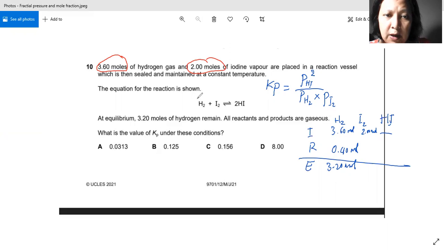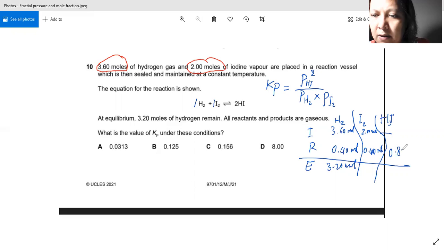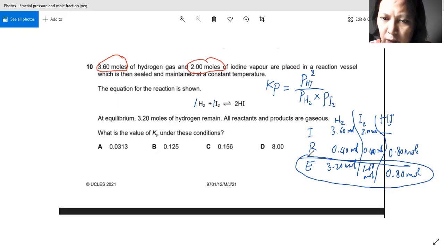So that's what reacts. Because the coefficient is 1 to 1 for the iodine, it also takes 0.40 mole. And what is produced, because the coefficient is 1 to 2, is 0.8 mole. So at equilibrium, the mole of iodine is 2.00 minus 0.40, which is 1.60 mole. And the hydrogen iodide is initially 0, not put into the system initially, but it is produced by the reaction. So at equilibrium, it is 0.80 mole. This is the composition of the moles of the gases at equilibrium.